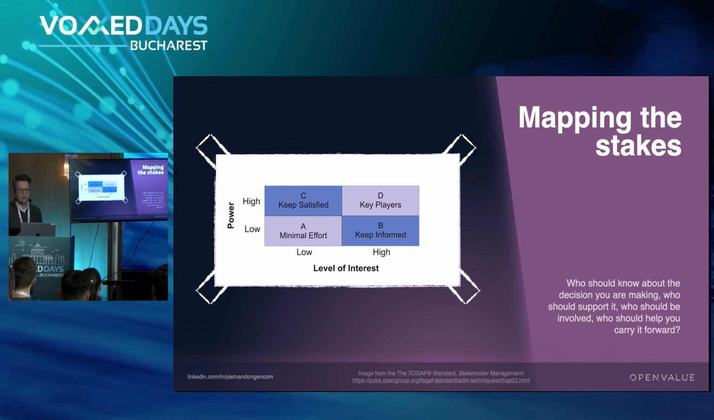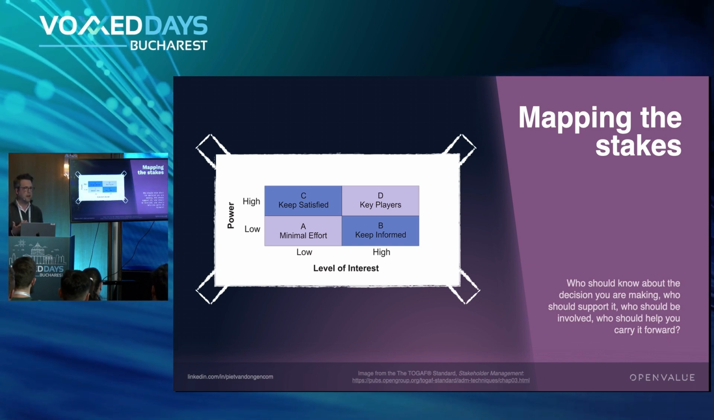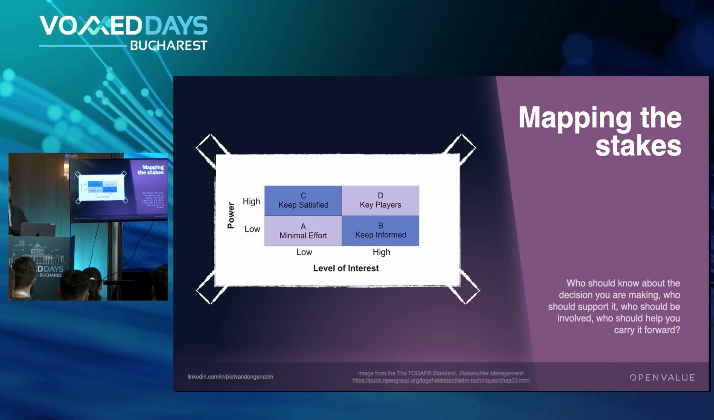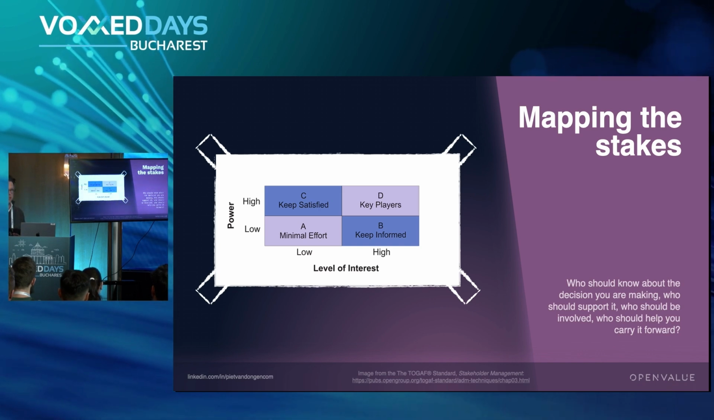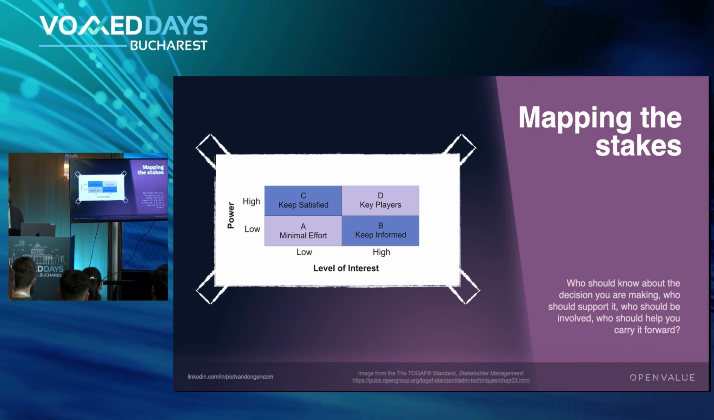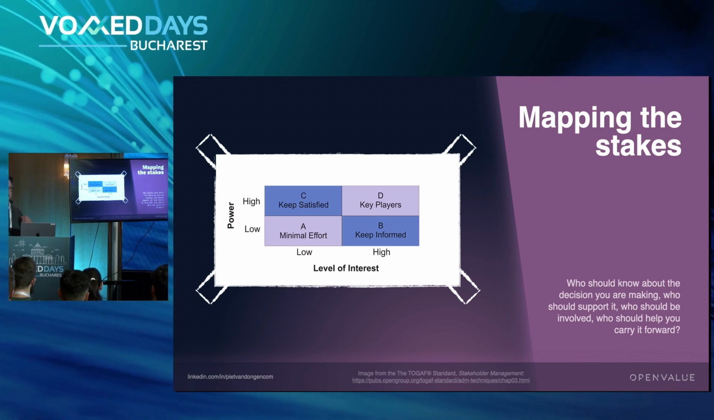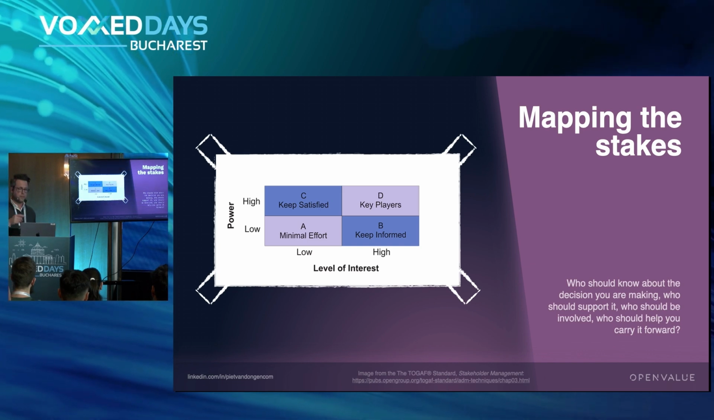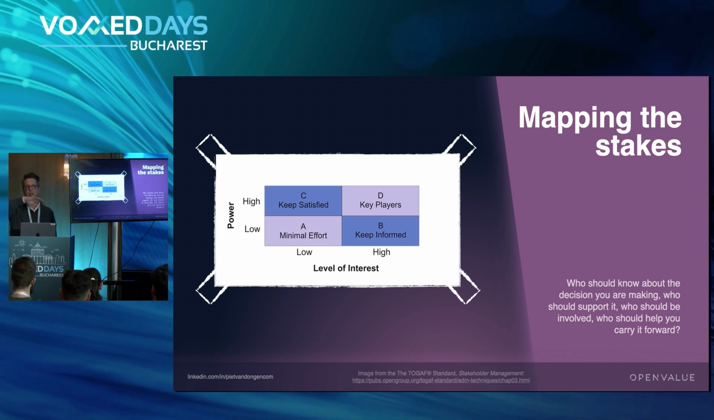So there are 4 quadrants. Stakeholders are either high or low in power. It doesn't mean that they're in the organization at a high or low position. People that need to implement a decision also have a lot of power, because if you take a decision that they don't agree with, they can just not do it. That's also power. So you have that access, and then you have the level of interest.